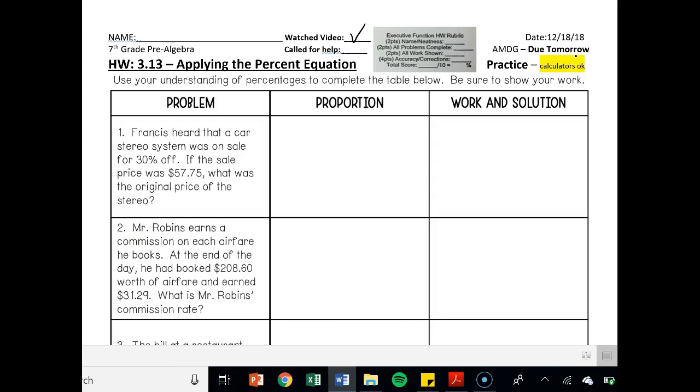So for every problem, we're going to want to go ahead and put our part, whole, percent, and then fill in what we know. So Francis heard that a car stereo system was on sale for 30% off. If the sale price was $57.75, what was the original price?